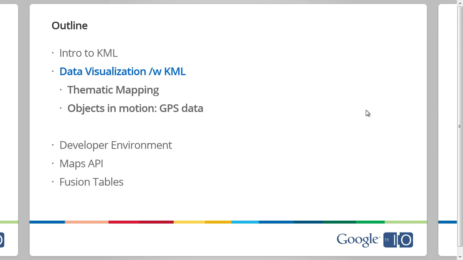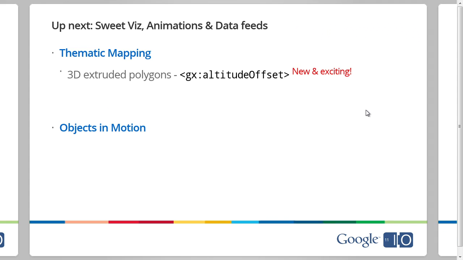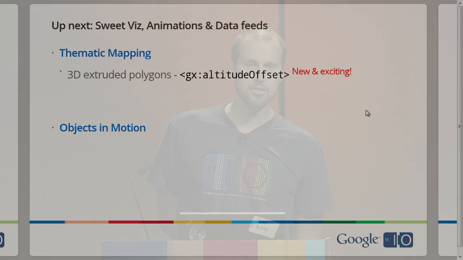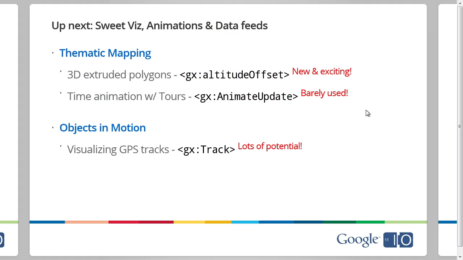I'm going to speak to thematic mapping, how to take data and visualize it on the globe, and then also talk about things like GPS data and tracking objects through time and space. So in a little more detail, I'll be talking about 3D extruded polygons using a new KML tag called altitude offset, which makes it a lot easier to create these three-dimensional polygons. Then we'll talk about animating those polygons with Google Earth tours. And then I'll switch to the objects in motion, GPS stuff, and talk a little bit about GX tracks.